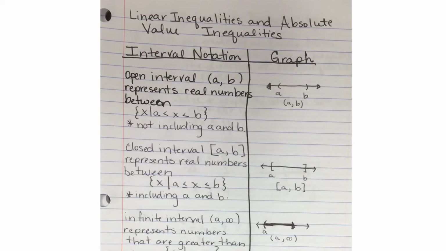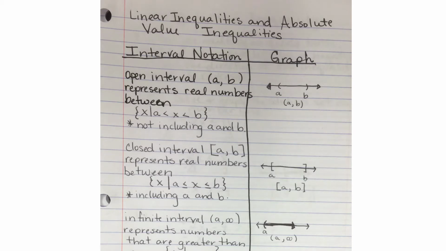Then closed interval. A closed interval, [A, B], represents real numbers between A and B. So for all x, A is less than or equal to x, which is less than or equal to B. Whenever it's less than or equal to, we include those numbers by using a bracket.